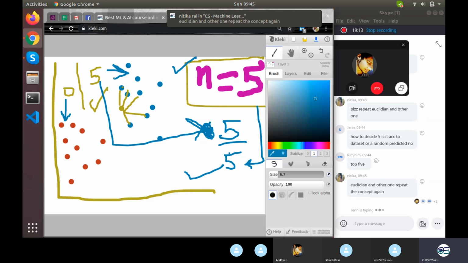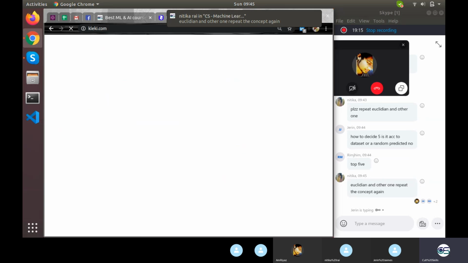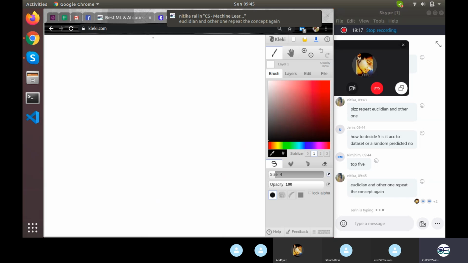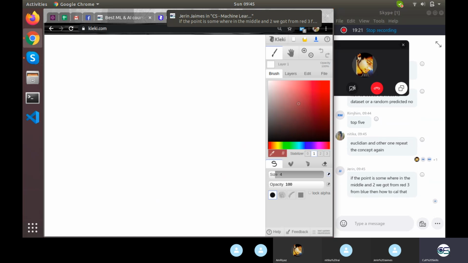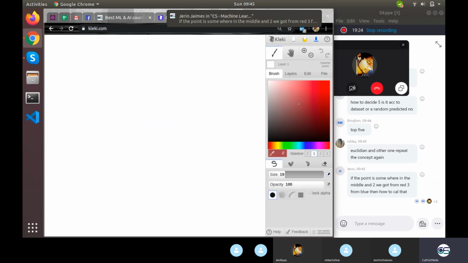Euclidean distance, another one. Okay, I'll repeat. Suppose you are right here. Okay, I'll make a point. If the point is somewhere in the middle, that part I'll be going to talk about. So you are supposed right here and you need to go right here. So this is your source and destination.